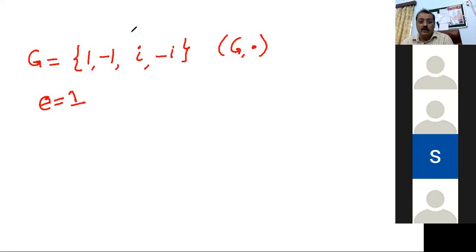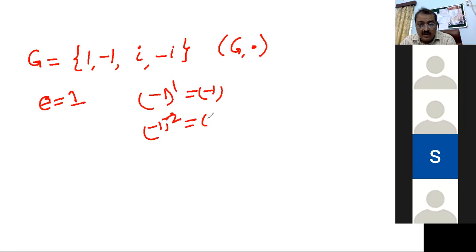Now we have to move to the order of the others. For example, minus 1 to the power 1 is equal to minus 1. Now we have minus 1 to the power 2, which is minus 1 into minus 1, and that is equal to 1. So the order of minus 1 is 2.